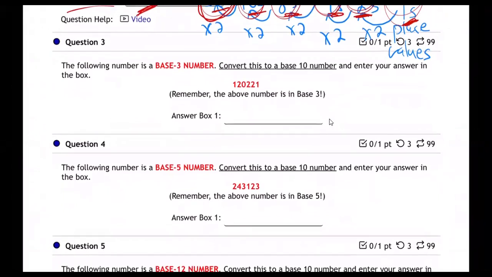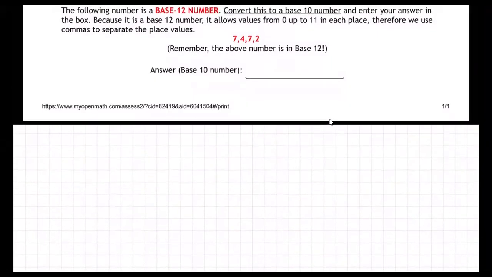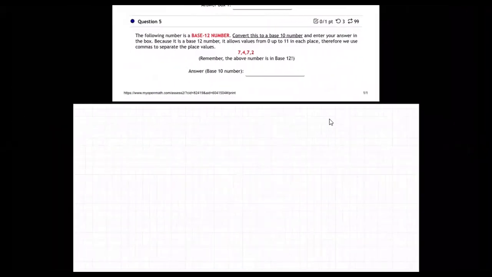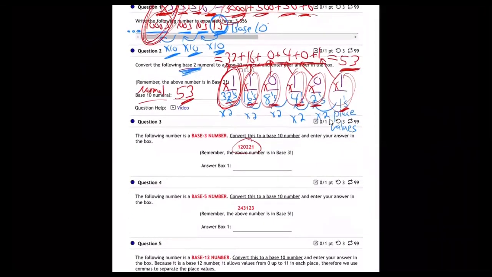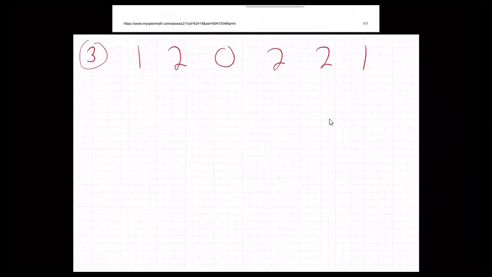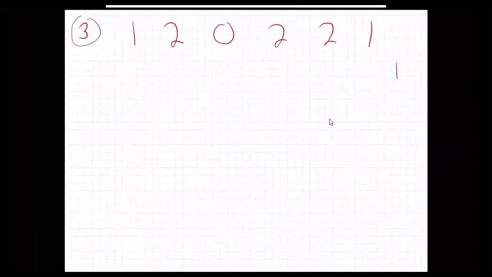So number 3, my number 3 anyway, says 1, 2, 0, 2, 2, 1. Got that right? 1, 2, 0, 2, 2, 1. Beautiful. Okay, and that's a base 3 number. So what do we do first off?